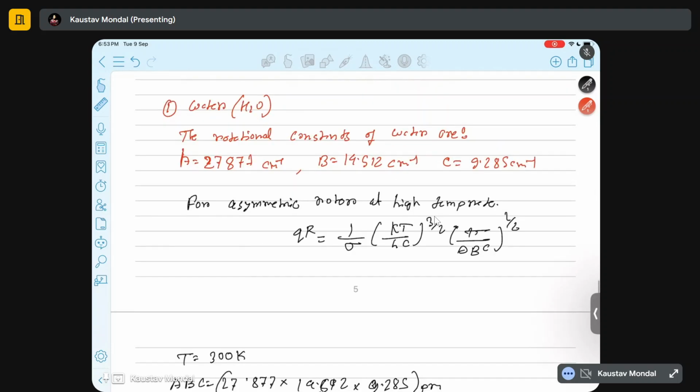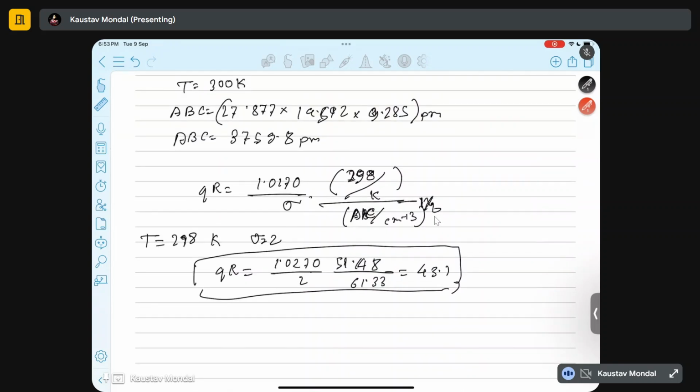So in this problem, actually it's a 3D case where all the rotational constants are given, and the temperature is also given. Now we have to go step by step with the numerical calculation.